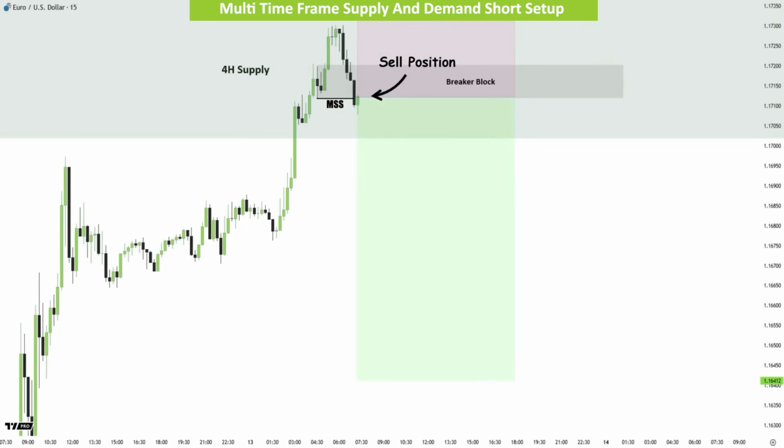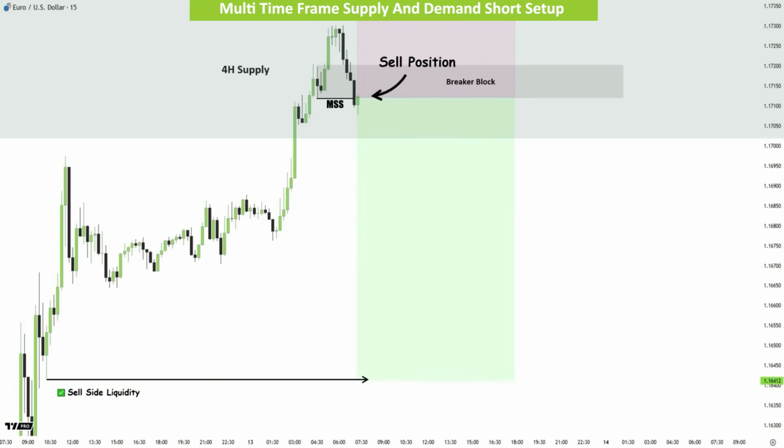The entry is placed at the lowest point of the breaker block, with the stop loss positioned a few pips above the higher high. The take profit is set at the sell-side liquidity below the recent swing low, which results in an approximate 4-to-1 risk-to-reward ratio.